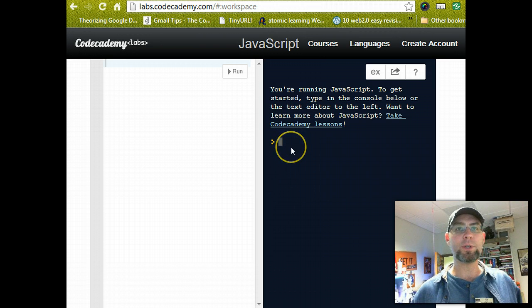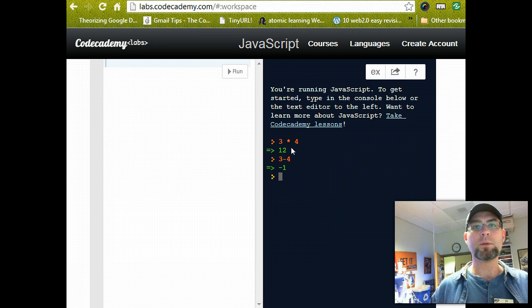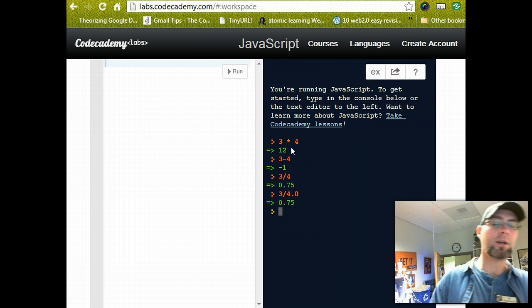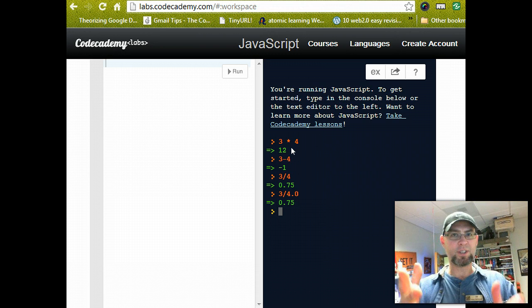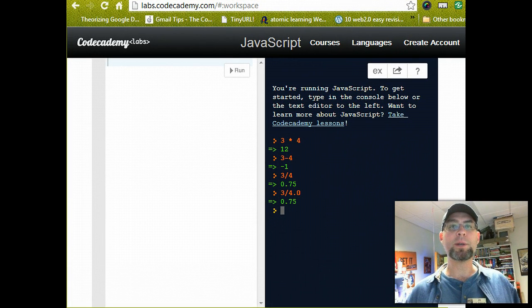So let's have a look. If we did something like 3 star 4, look, we get 12. 3 minus 4, we get minus 1. 3 divided by 4, we get 0.79. What if we do 3 divided by 4.0? We get 0.75. Forgive me, my camera's blocking me here, so I'm going to move that up just a little bit. And so that's the kind of experimentation I'm talking about.